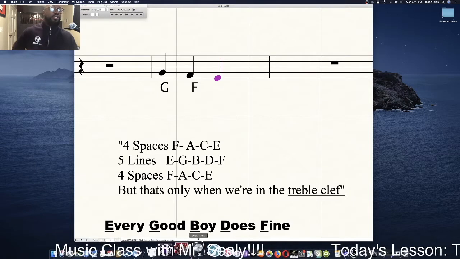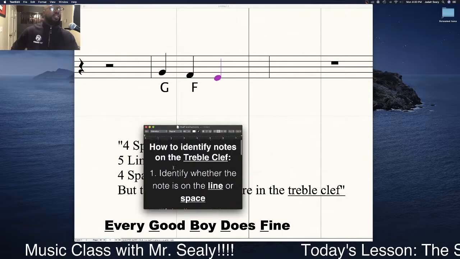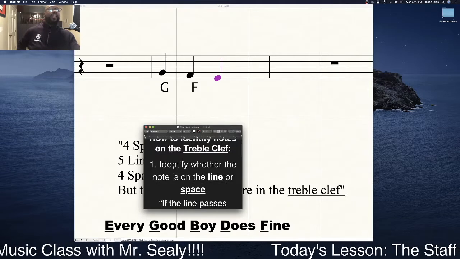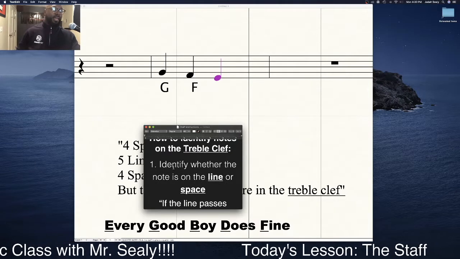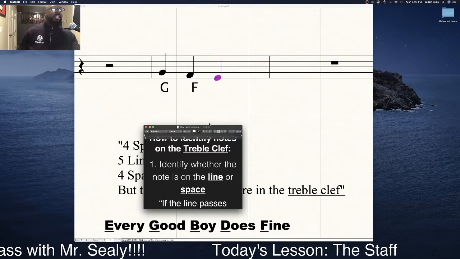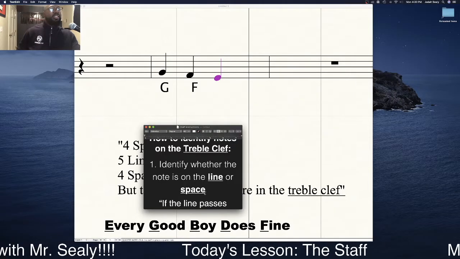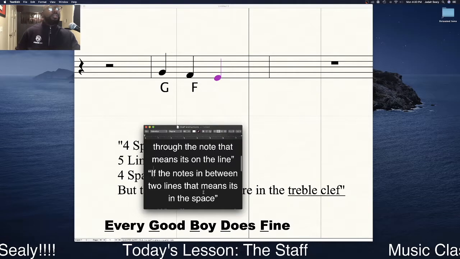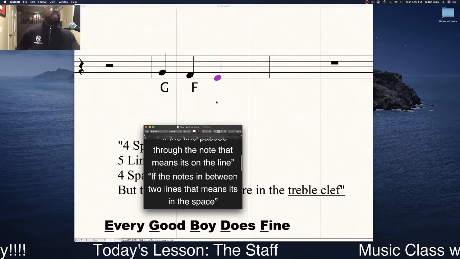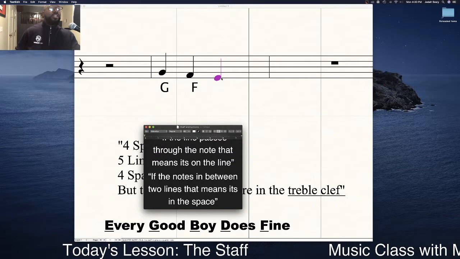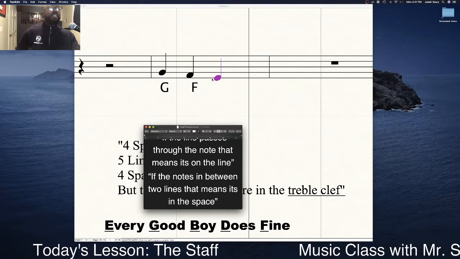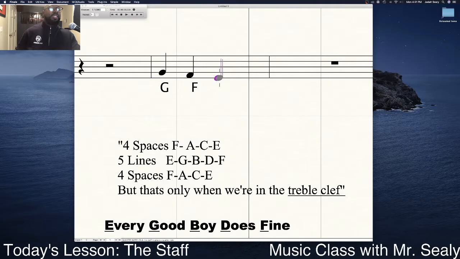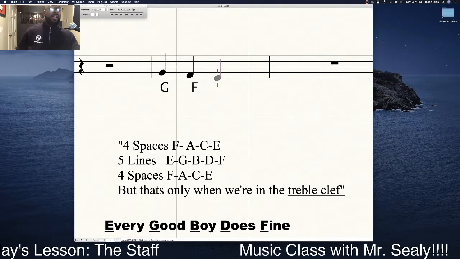Well, let's look at our instructions. First instruction is, how do I identify notes on the treble clef? Identify whether the note is on the line or space. How do we know whether it's on the line or the space? If the line passes through the note, that means it's on the line. If the note's in between two lines, that means it's in the space. So, is the line passing through it, or is it in between two lines? To me, it looks like the line is passing through the note, so that means it's on the line.